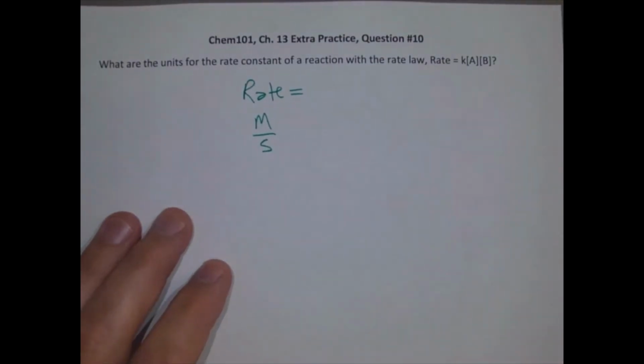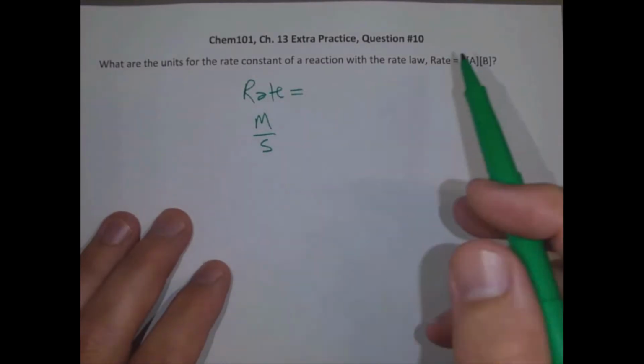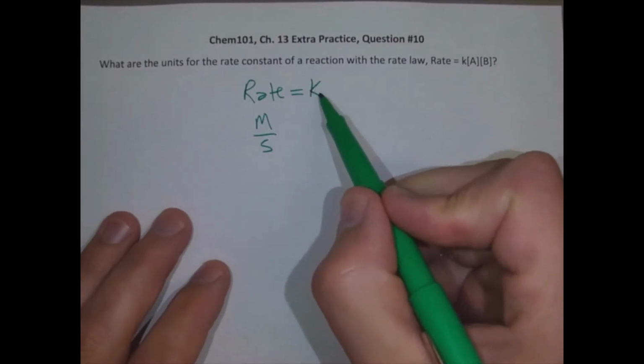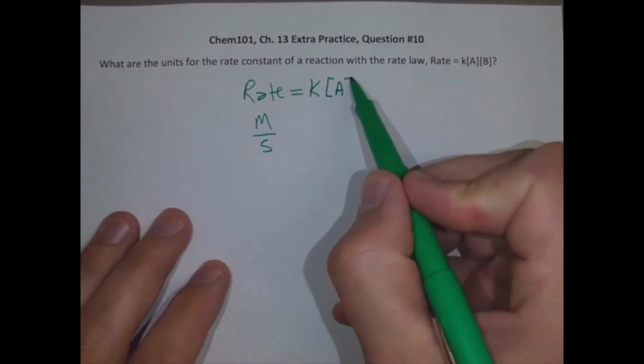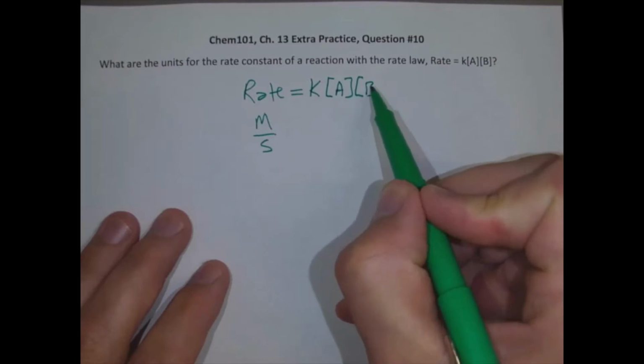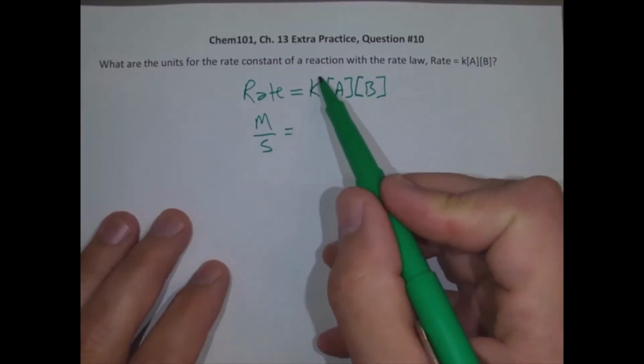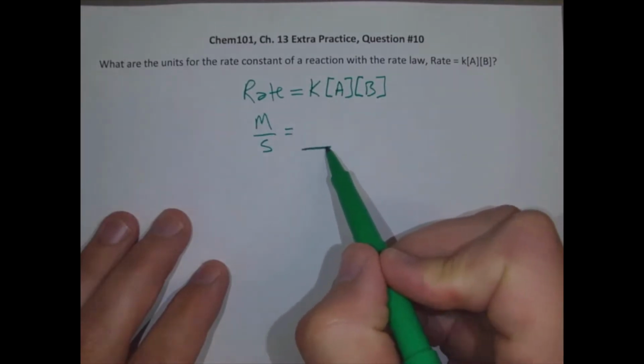So that's what we're shooting for. We're looking for units of molarity per second. And those units are going to be provided by everything else on the right side of the equation. So the rate constant times the concentration of A times the concentration of B. Okay? So we're asking, what are the units on the rate constant? So I'm just going to leave a blank for that.